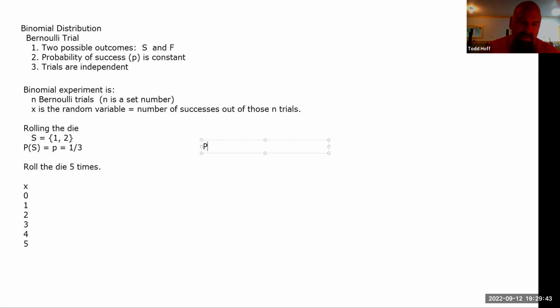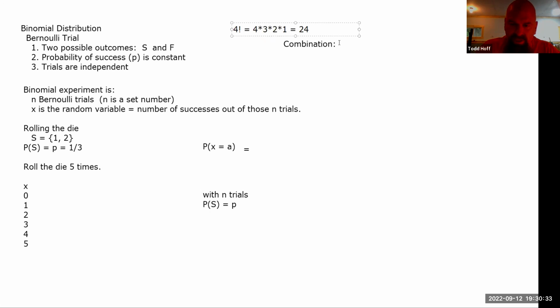So the formula: the probability that x equals a given value with n trials and probability of success equal to p is going to be equal to, first of all, we need to know how many different possible ways we can have the desired number of successes. So there's something called a combination. The combination uses factorial notation, like 4 with an exclamation point is 4 factorial, and that's just 4 times 3 times 2 times 1. So that would equal 24. Well, a combination uses that. If I have a combination of 5 rolls taken 2 at a time, what that's saying is the number of ways I could have 2 successes out of 5 trials.